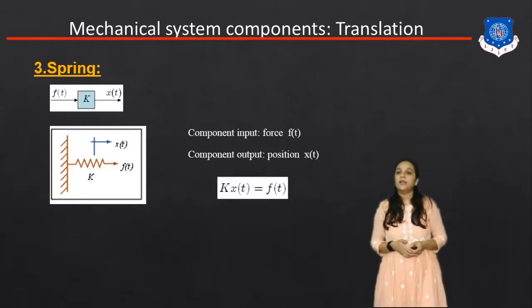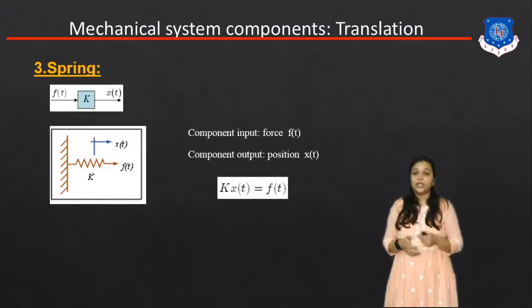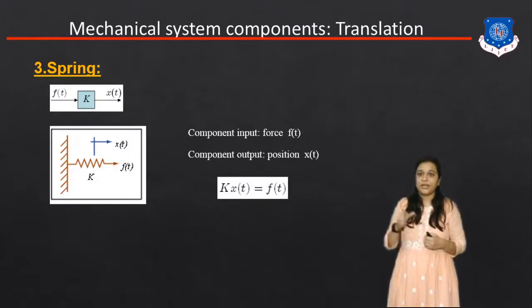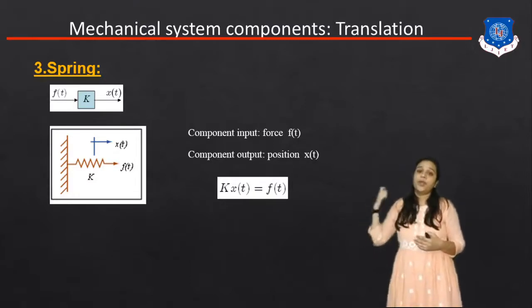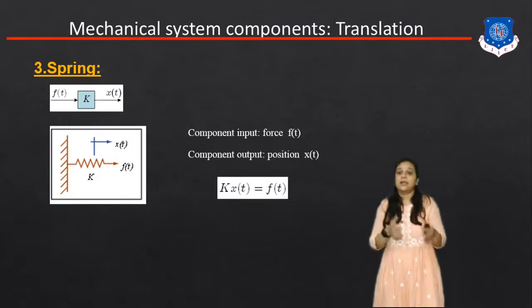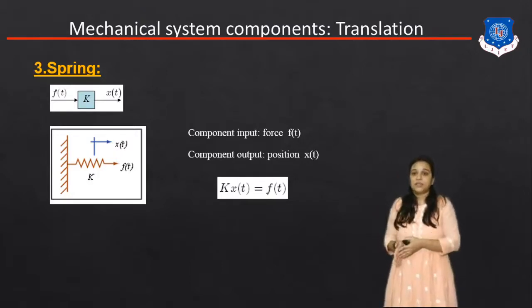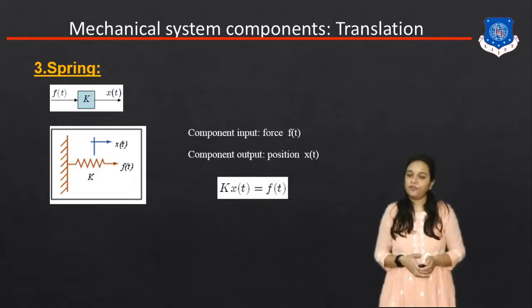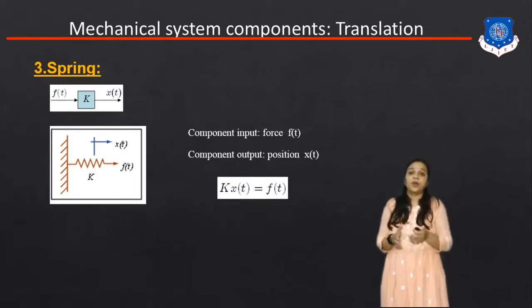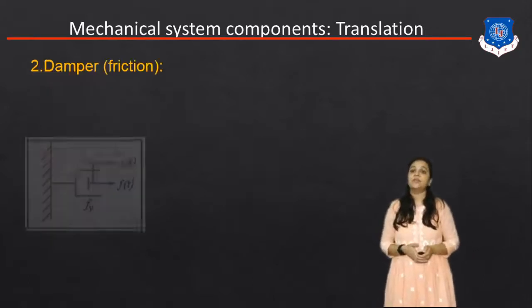The third one is the spring. If we connect the spring to this particular object and the force is applied, here also the component input will be force and the component output will be position x(t). The equation is K x(t) = f(t). So these are the components of the translation motion.